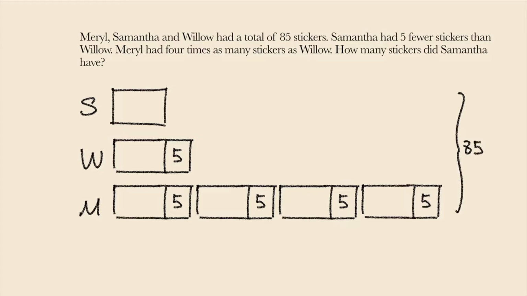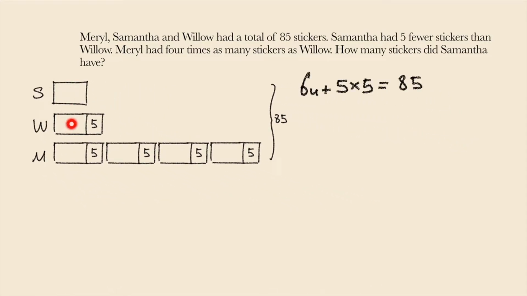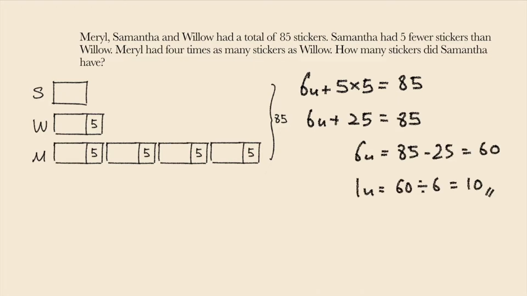So now we know the total is 85. Counting the units, we know that that's 1, 2, 3, 4, 5, 6. 6 units. And how many 5s do we see? 5 of them. 2, 4, 5. And equal to 85. So simplify and find out that 1 unit is 10. How many stickers did Samantha have? That's 1 unit. Therefore, the answer is 10.